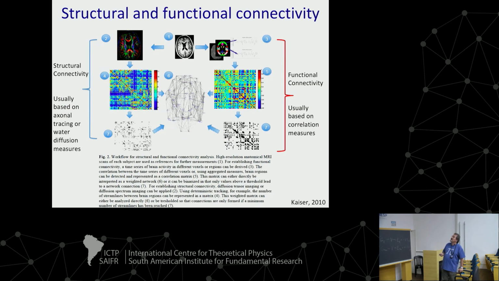How can you do that? So you take your image, say an fMRI image, and then you parcellate the brain into different areas. And then using those techniques that I mentioned to you earlier, so diffusion tensor imaging, axonal tracing, you can construct your structural connectivity. And then you can binarize it and have this connectome here.